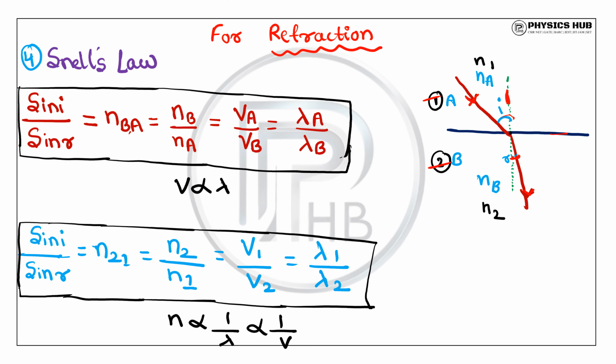Here nB is the refractive index of medium B and nA is the refractive index of medium A. This is equal to vA divided by vB, that is the velocity of light in medium A divided by the velocity of light in medium B, which is equal to lambda A divided by lambda B. Here lambda A is the wavelength of light in medium A, and lambda B is the wavelength of light in medium B. So velocity and wavelength are directly proportional to each other, and the refractive index and velocity are inversely proportional to each other.